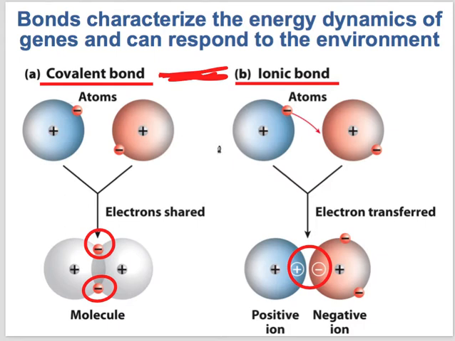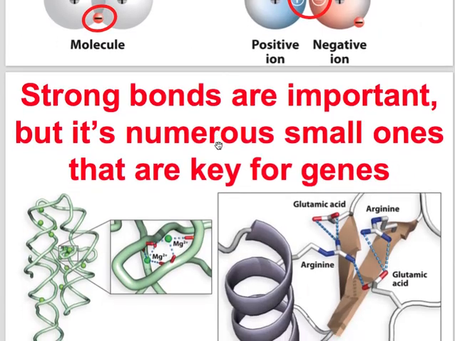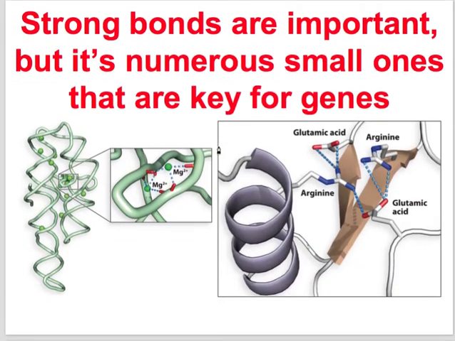A good example of a covalent bond is the phosphate backbone. But although they're very important, what keeps our genes and our DNA and our RNA, and even proteins in some cases, with some of their interactions, but mainly DNA, to be honest, it's usually really small bonds. It's usually small hydrogen bonds.